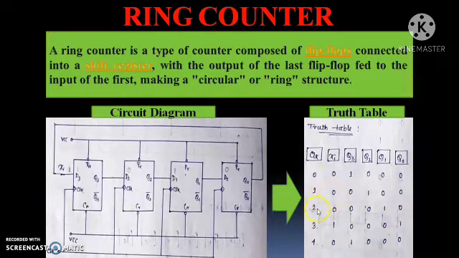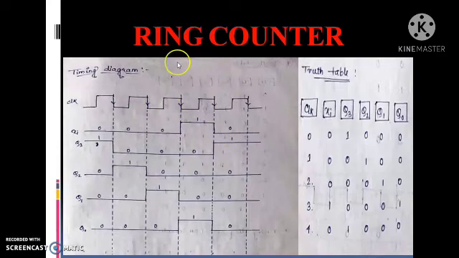Similarly, clock 2, clock 3 and clock 4 are the same. In clock 4, Q3 value is 1, Q2 value is 0, Q1 value is 0 and Q0 value is also 0. This state is similar to the first state. That means it creates a circular structure or ring structure. That is why it is called a ring counter. This is the timing diagram of the ring counter.